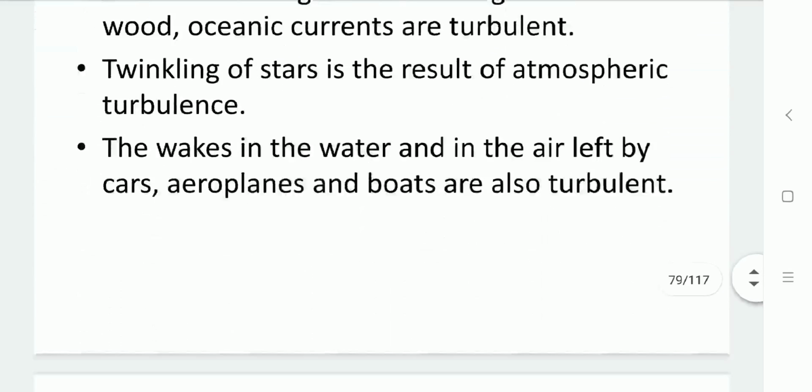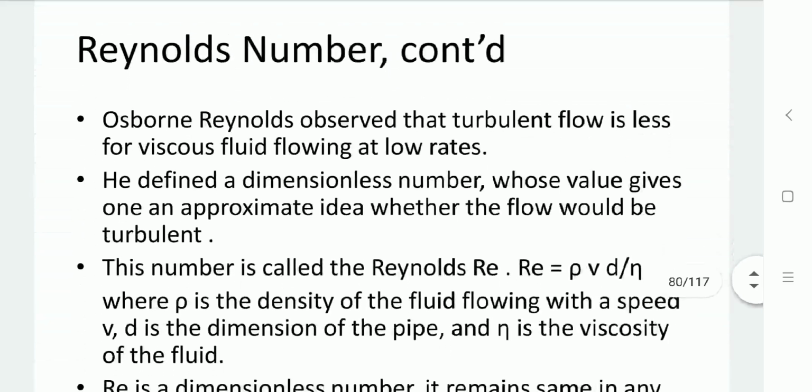Reynolds observed that turbulent flow is less for viscous fluid flowing at low rates. He defines a dimensionless number whose value gives an approximate idea whether the flow would be turbulent. This number is known as Reynolds number, Re, equal to rho v d divided by eta. Here rho is the density of the fluid, v is the velocity of fluid, d is the dimension of the pipe, and eta is the viscosity of the fluid.